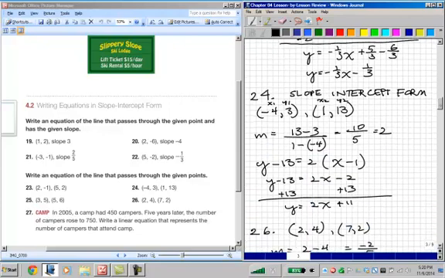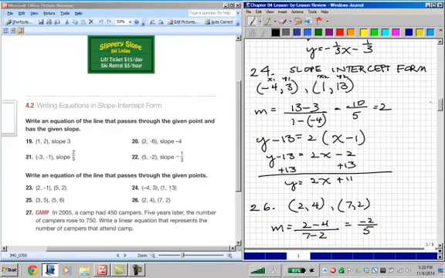Okay, 24, slope-intercept form. Now I've got 2 points, so I have to calculate the slope. It's y sub 2 minus y sub 1, 13 minus 3, over x sub 2 minus x sub 1, 1 minus negative 4. That gives me 10 over 5, which is 2. So the slope is 2.